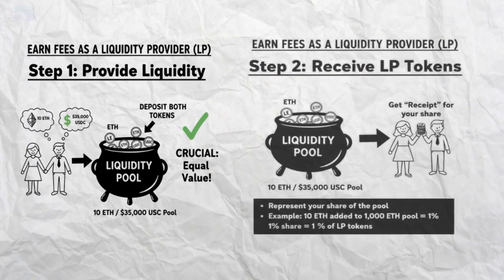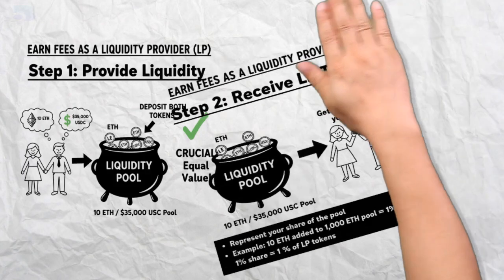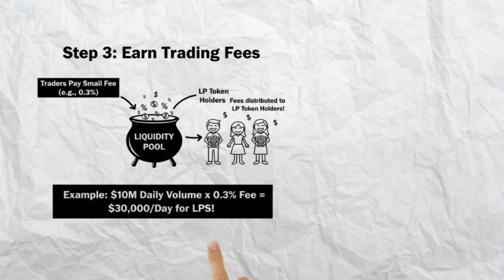Step 2. You receive LP tokens. When you deposit, you receive special LP tokens that represent your share of the pool. Think of them like a receipt. If the total pool has 1,000 ETH and you added 10 ETH, 1%, you own 1% of the pool and get 1% of the LP tokens.